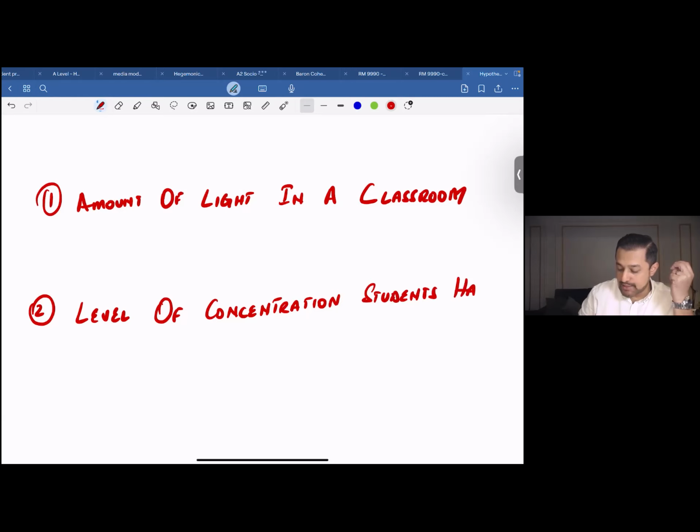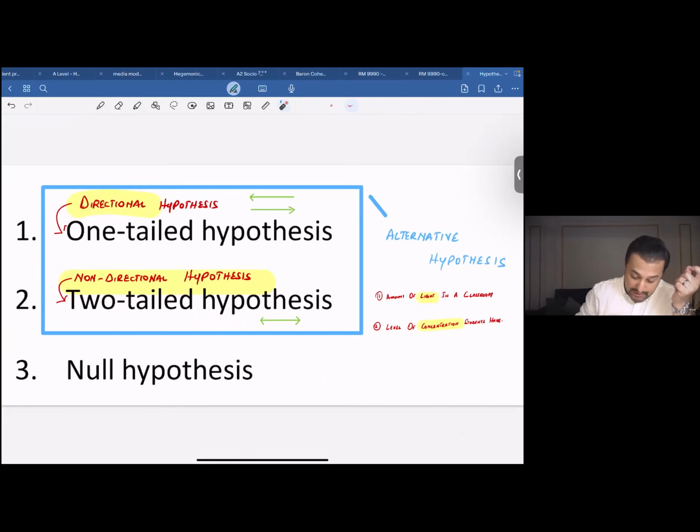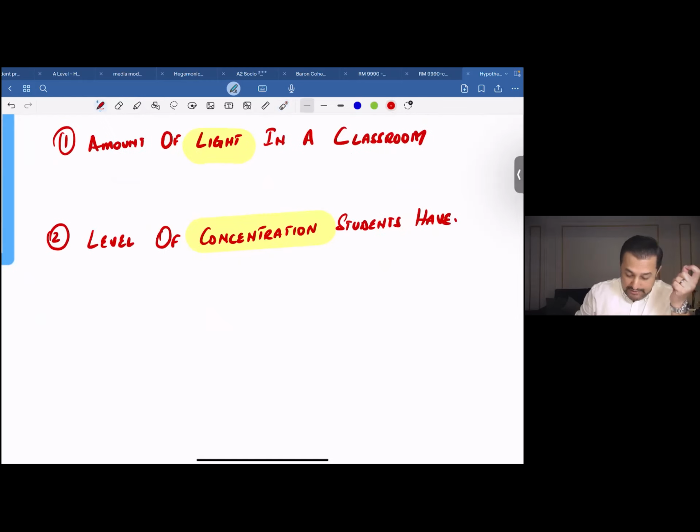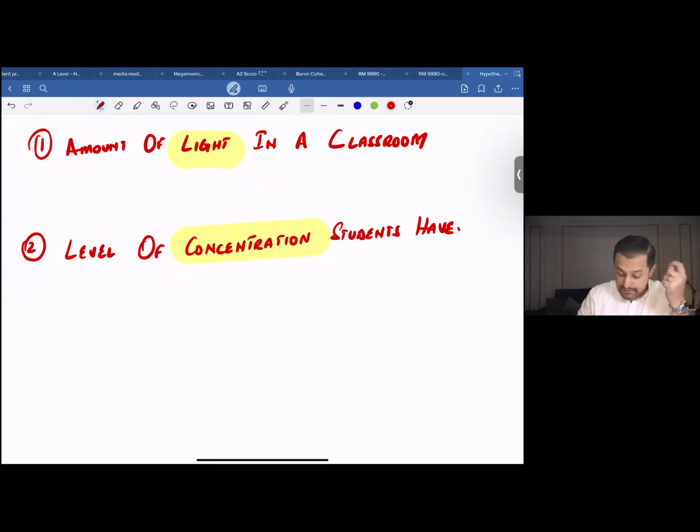Now, in these two examples that I'm using over here, the amount of light in a classroom and the level of concentration, we're talking about two different variables. We try to figure out what sort of relationship they could have. So if it is a directional hypothesis, which is also referred to as a one-tailed hypothesis, we could say an increase in the amount of light in the classroom will increase the level of concentration of students.